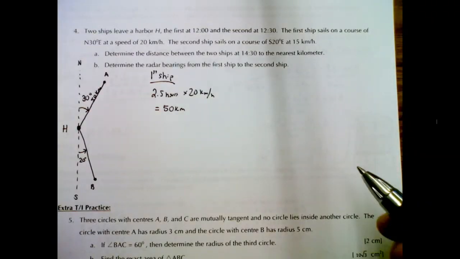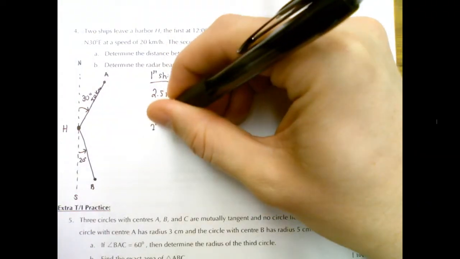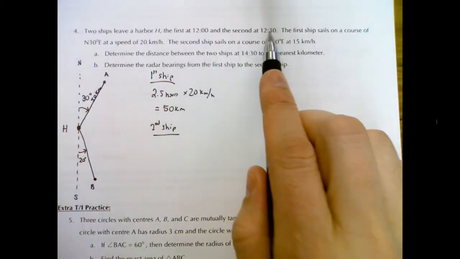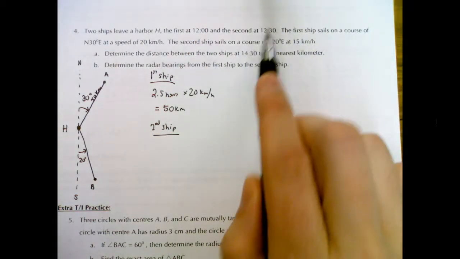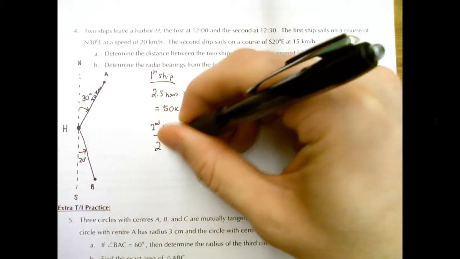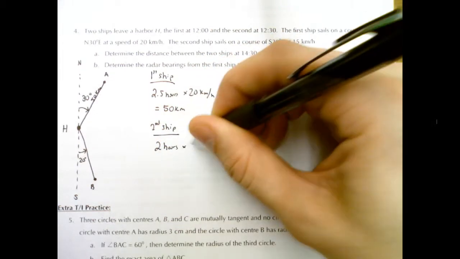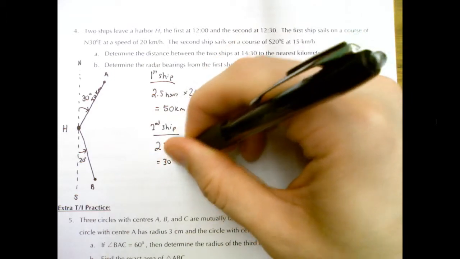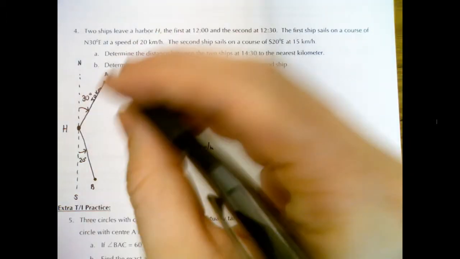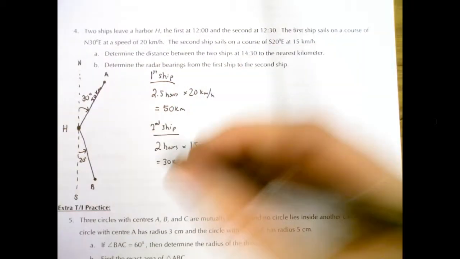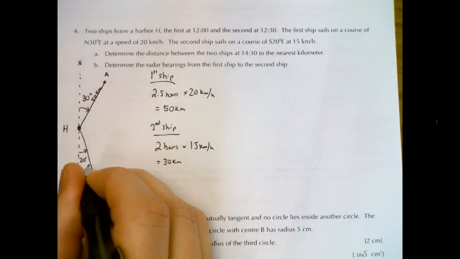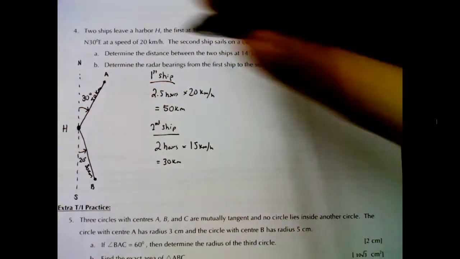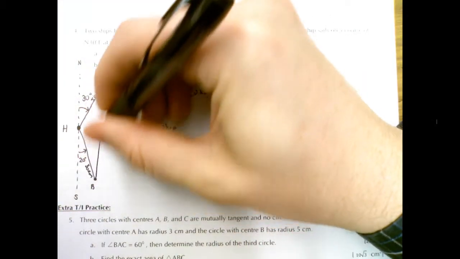And the second ship left at 12:30, so it only traveled for 2 hours. And it travels at 15 kilometers per hour, which would be 30 kilometers. I'll try to get that on my diagram as well. Now we want to know the distance between the ships, so we want to know this distance.